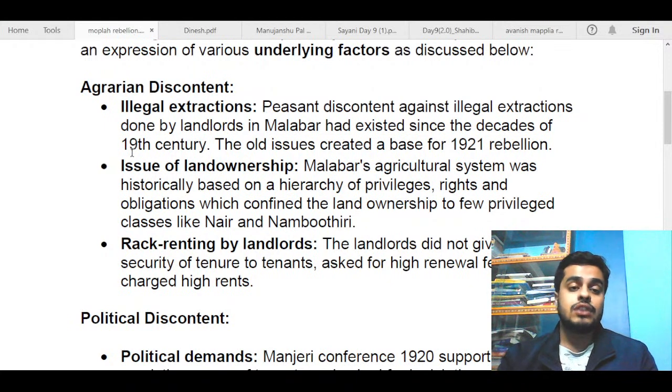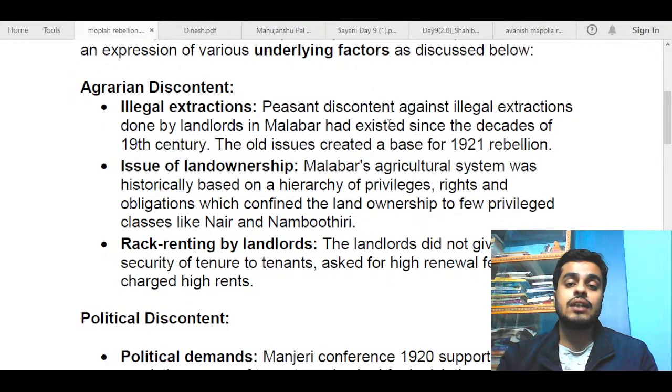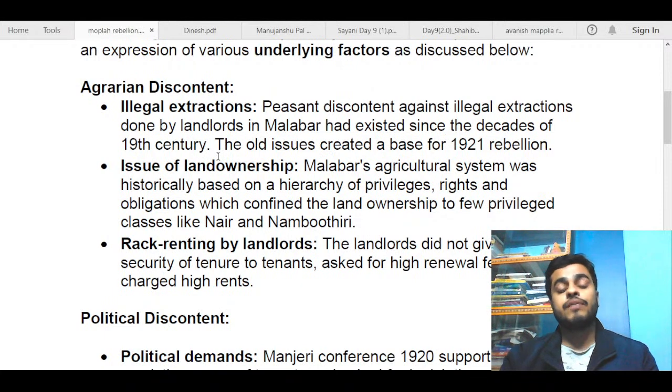One of the major issues was illegal extractions. Peasant discontent against illegal extractions done by landlords in Malabar had existed since the decades of the 19th century. So before this 1921 rebellion also there had been small revolts in this region, and that was due to the illegal extractions. The Hindu feudal landlords demanded more than what they deserved. So that was illegal extractions, and this was one of the causes of simmering discontent among the peasants.